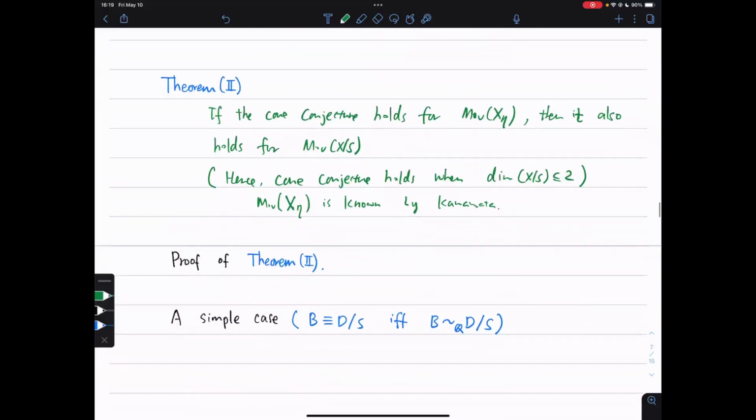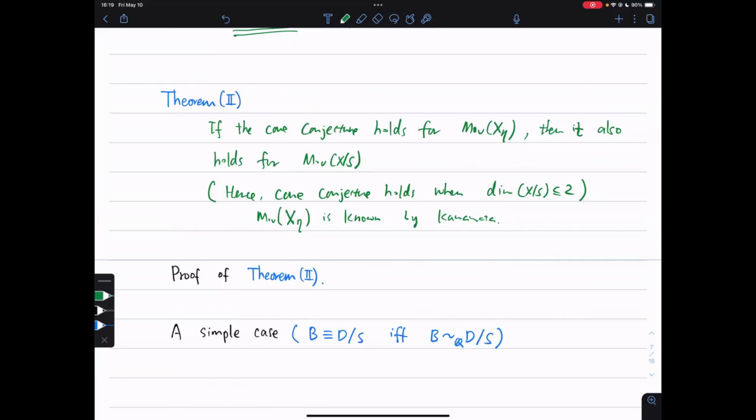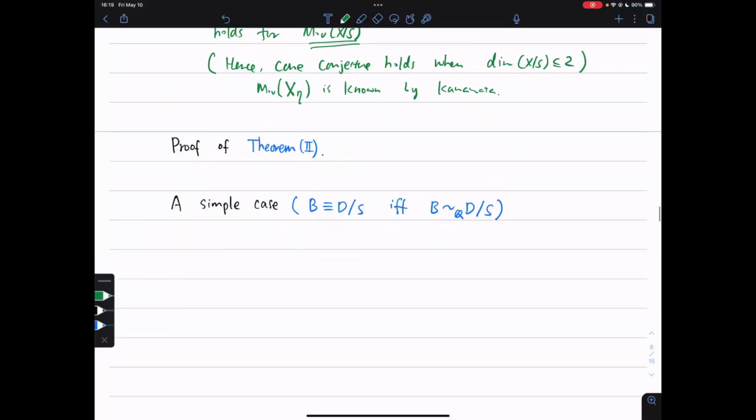All right. So now I want to give a proof in this case. Okay. So we know the cone conjecture for the generic fiber, and we want to prove it for the total space. So let me first prove this for the simple case. By simple case, we mean the following. If we have two divisors which are numerically equivalent over S, then they are linearly equivalent over S. So this is a simple case. We're assuming this. Assume this.